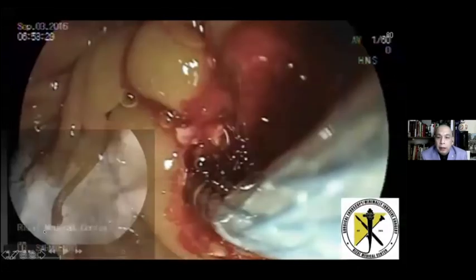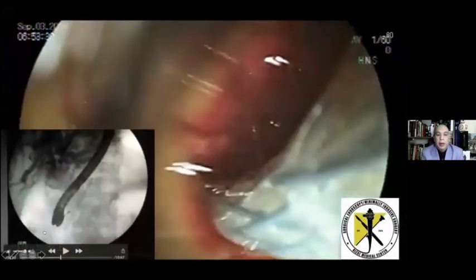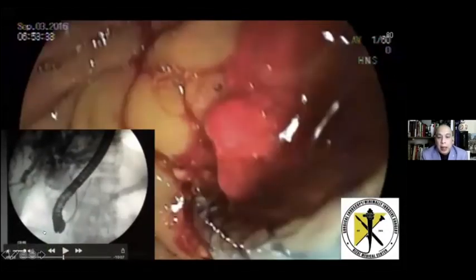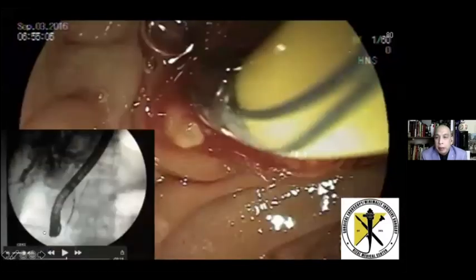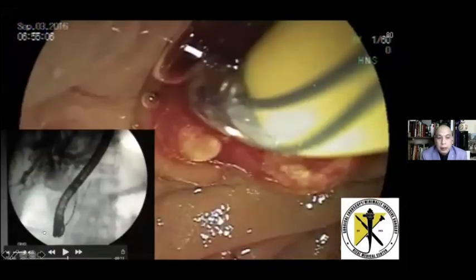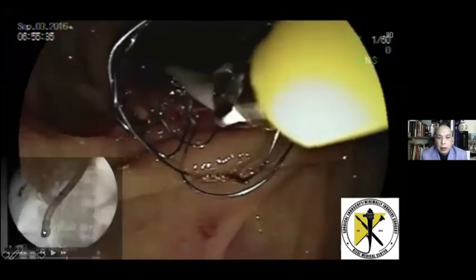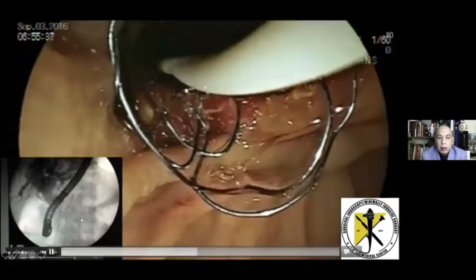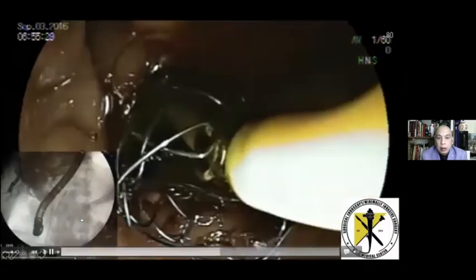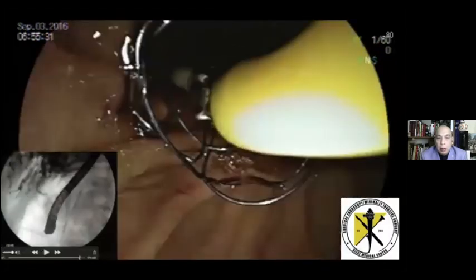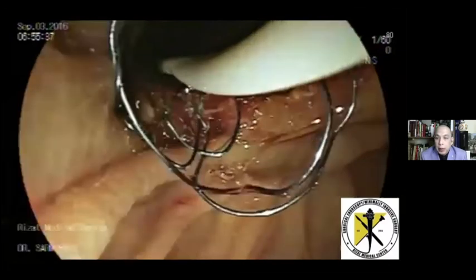Now, another video of a self-expanding metallic stent being inserted to bypass a biliary stricture. Now we are able to drain something that is obstructed.